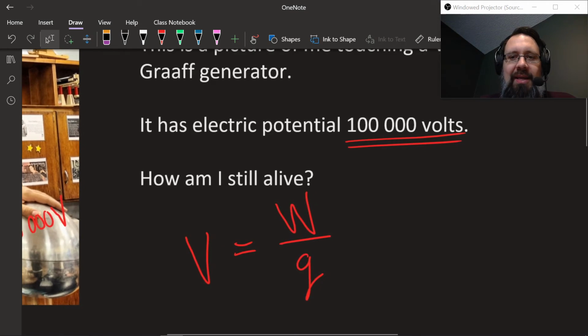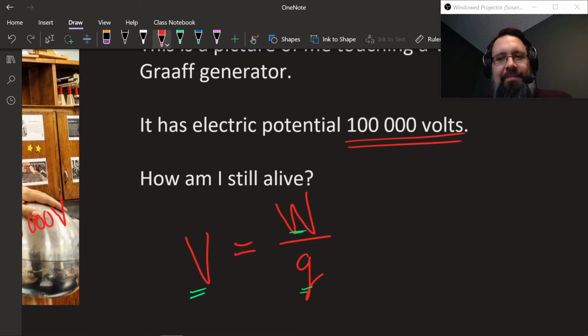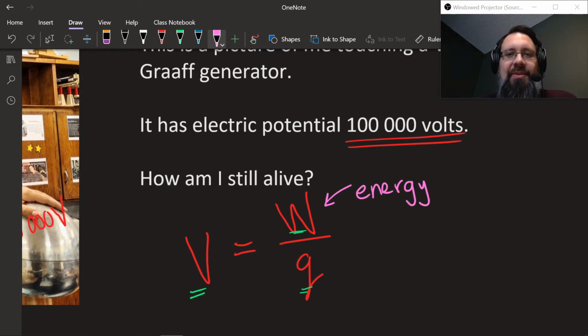So what is it here that kills me? Is it the potential? Is it the work done, the energy, or is it the amount of charge? What's going to kill you? Is it the charge? Charge is harmless. It's the energy that those charges transfer. That's what's dangerous. So the energy that gets transferred to me is going to be equal to the voltage times the charge.